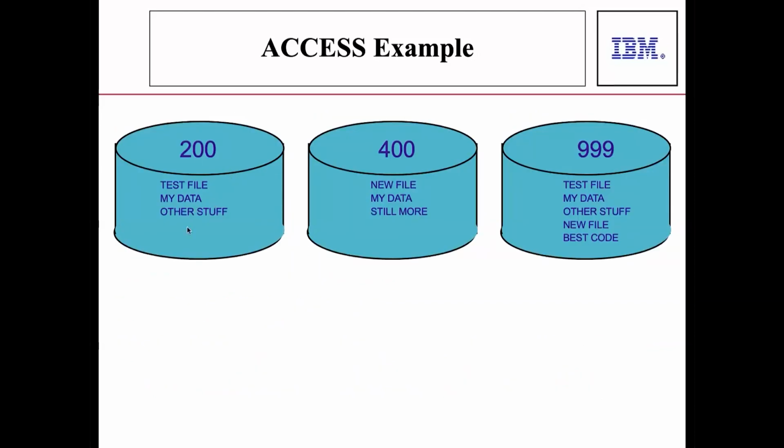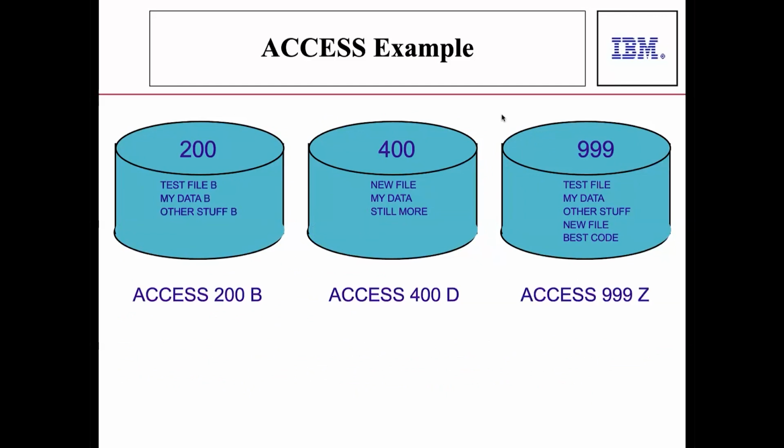3 mini disks. They are formatted for CMS. They have CMS files on them. You can see them here, what's on there. 200, 400, and 900. So now I'm going to access these things at different file modes. I'm going to enter 3 different commands. So Baker, Dog, and Z. So you now see these have changed because there is a file mode associated with them. Before the files were there, but I really couldn't use them in CMS because there was no file mode associated.